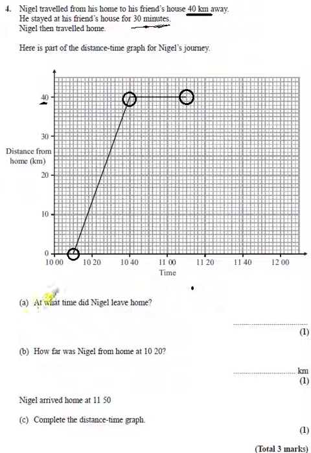Part A of the question says, at what time did Nigel leave home? Well, we need to read off this value, and it looks like 10:16.